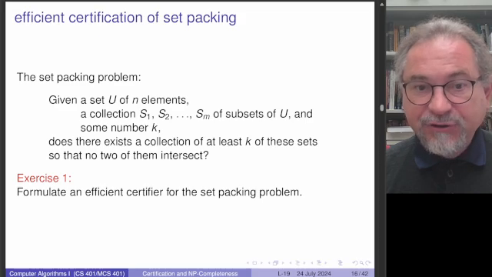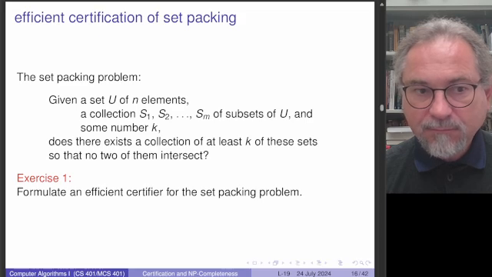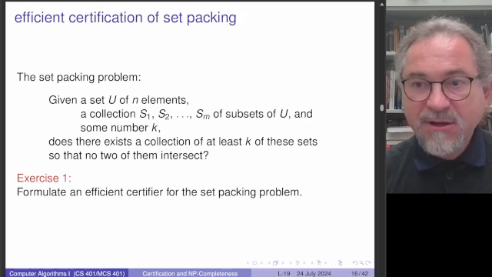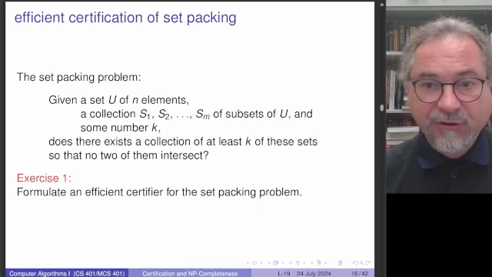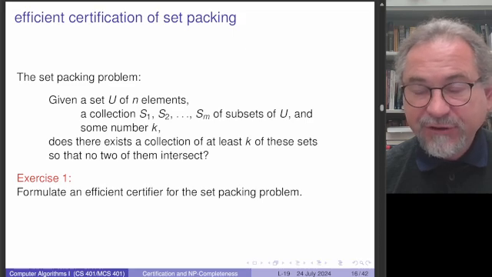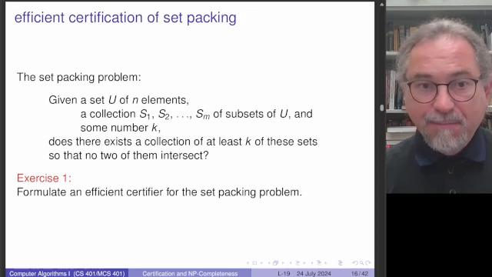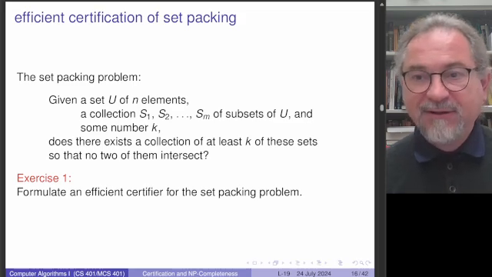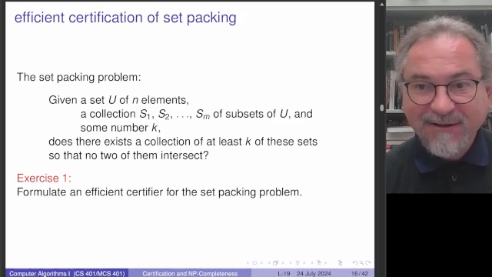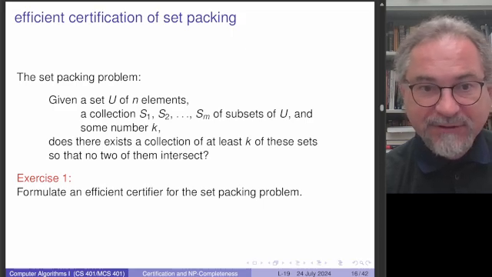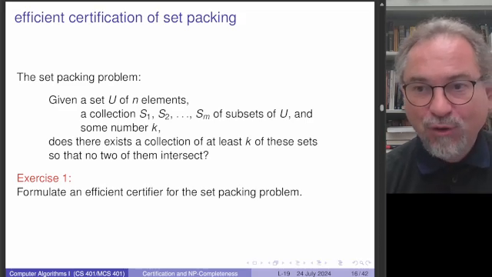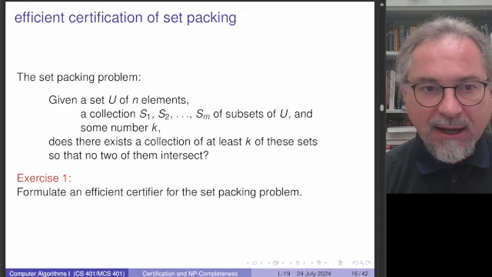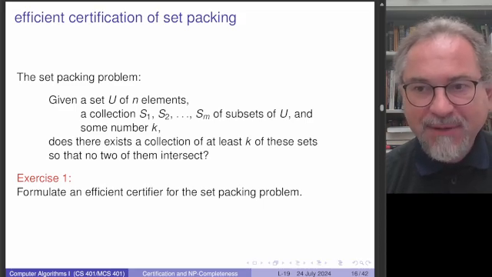Is there an efficient certifier for the set packing problem? So how would you go about this? Well, you would first state what is the certificate. The certificate is a set of indices, and that has polynomial size. We have a finite sequence of numbers, no more than m, and m is actually part of the input dimensions.